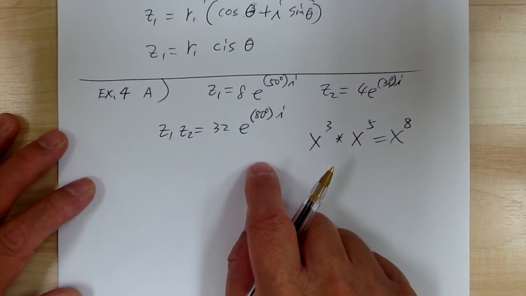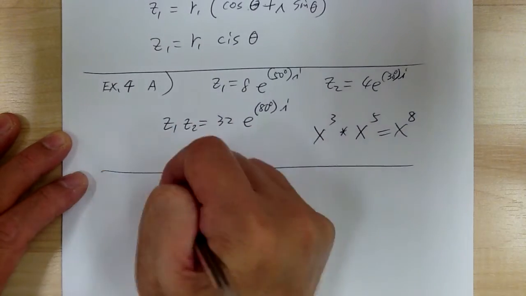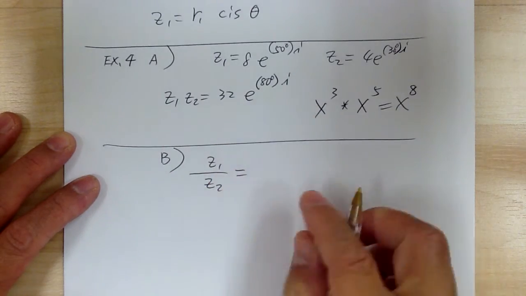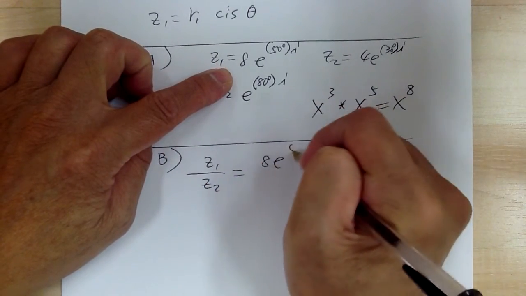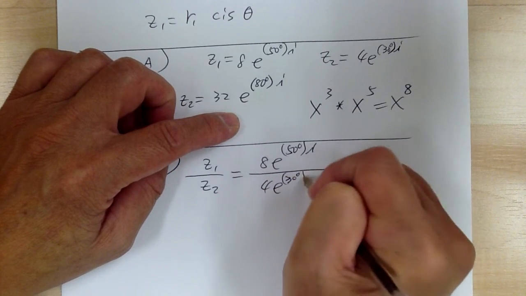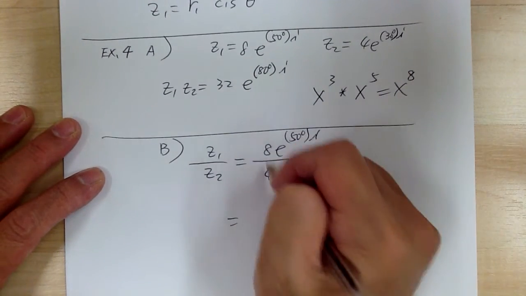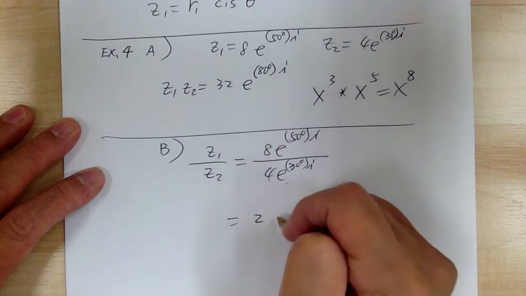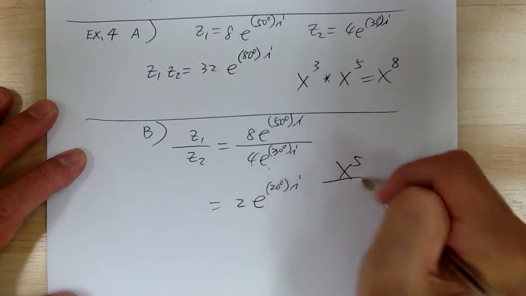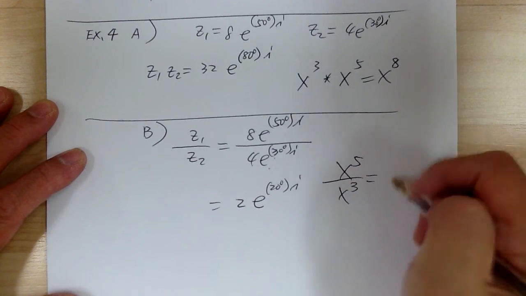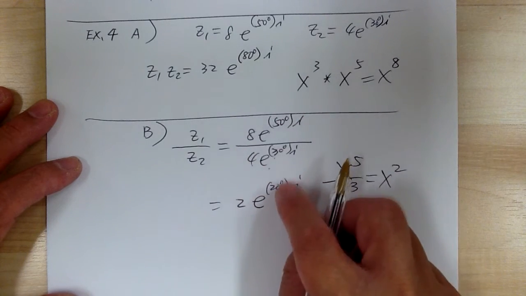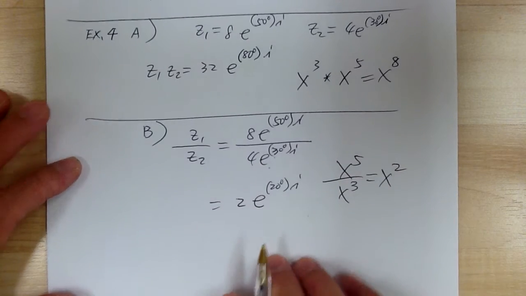Okay, and that's it. Now if you go to B, you have Z1 divided by Z2. So when you divide, you get 8 e to the 50 degrees i divided by 4 e to the 30 degrees i. 8 divided by 4 gives you 2, and you subtract the exponents, so it'll be e to the 20 degrees i. Again, just like x to the 5 divided by x to the 3, you subtract the exponents and get x squared. So it's the same idea: when you have exponents and you divide, you subtract.